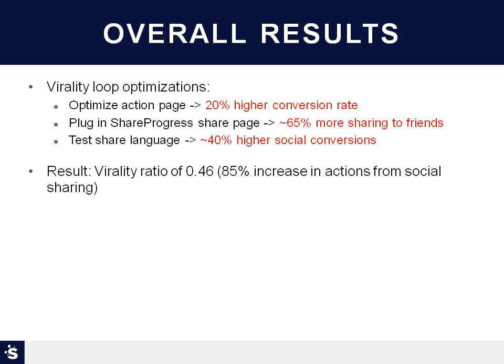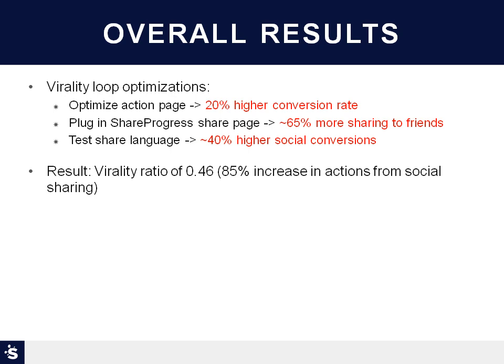So what happened overall? Again, they made a point of trying to improve things at all three steps of the viral process. And what they ended up with was this virality ratio of 0.46, which was that 85% increase in action.